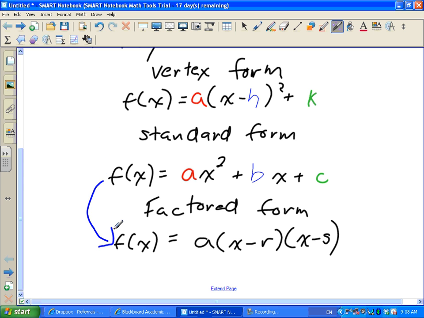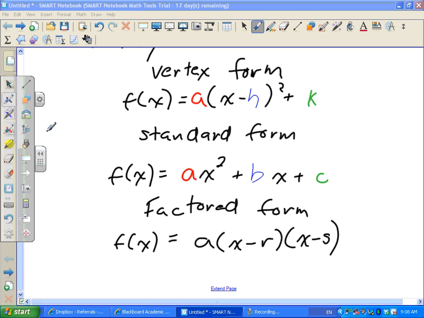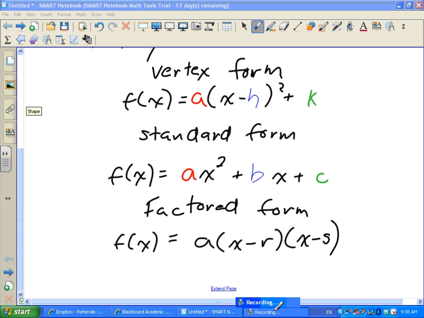So when it's in vertex form, we know we're able to find the vertex of a parabola quite easily. And when it's in factored form, we know we're able to find the zeros or the x-intercepts quite easily. Okay? So that's why we're doing these steps, so we can graph every part of a parabola that we need. So we'll start with vertex form. We're going to go right into example 3, I think, in your textbook, okay?